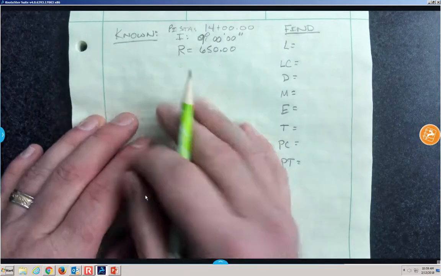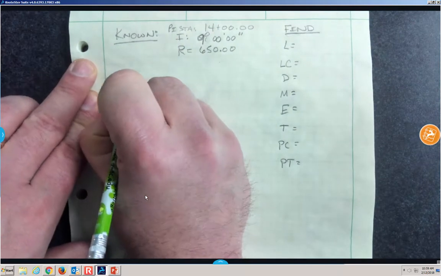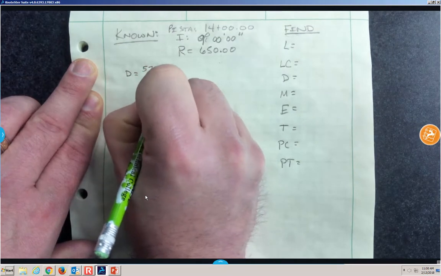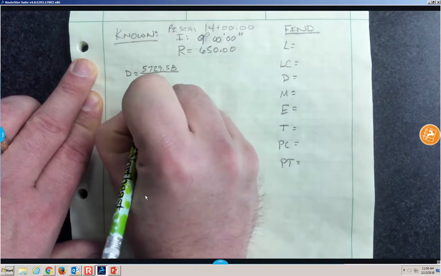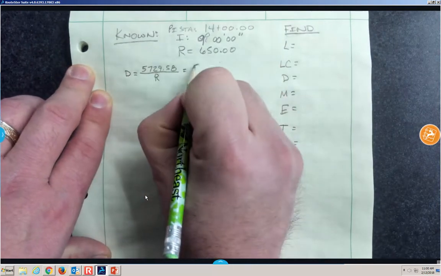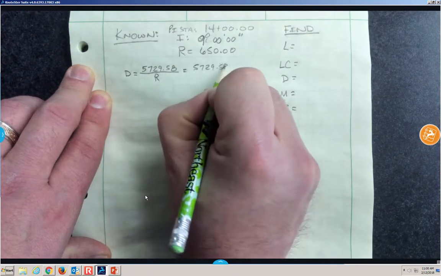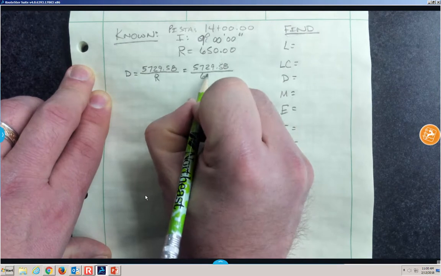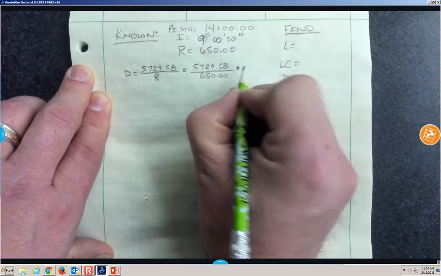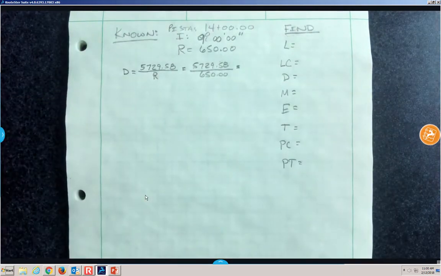All right, so the formula there is D equals 5729.58, which is a constant, divided by R. Okay? That's the formula. So if I take the 5729.58, divide it by my R, which is 650.00, what do I get for D? Now, D is in degrees. So the answer you get, you're going to have to convert it from decimal degrees to degrees, minutes, and seconds. Whenever someone gets that, give it a shout.